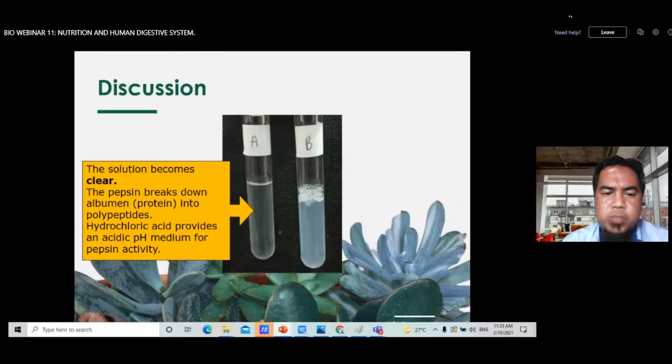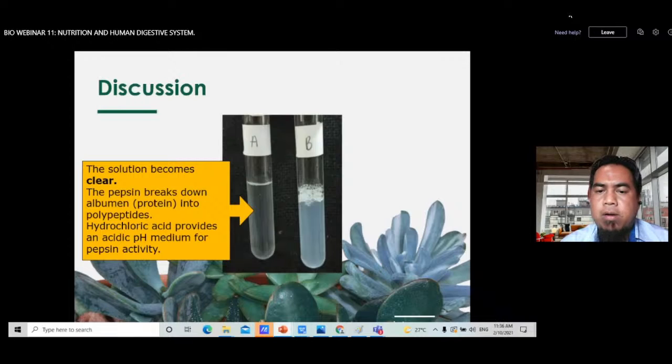This is because pepsin that is present in solution A breaks down albumin into polypeptide. Albumin here is from egg. So albumin is a protein that can be found in eggs. Then the hydrochloric acid that we mix in this solution provides an acidic pH medium for pepsin activity. As you know, pepsin is very active in acidic condition, which is pH 2.